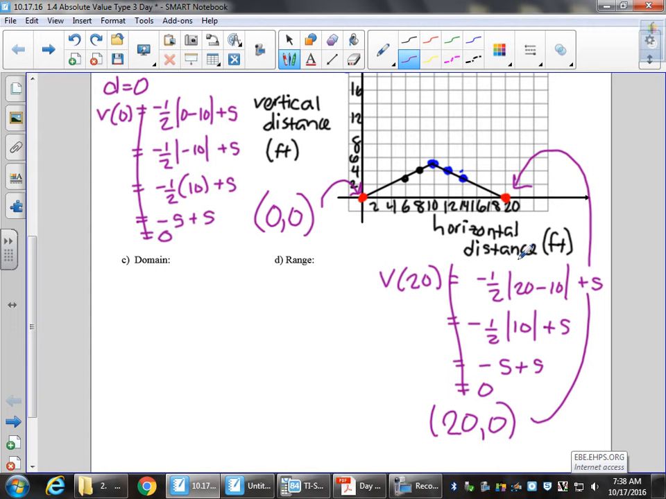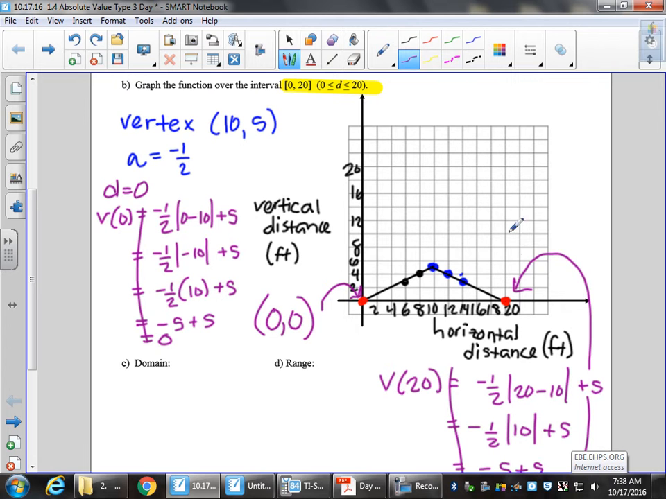We all get (20, 0)? Sweet. Now, don't assume when we have that interval that it will always sit on the x-axis. This is just a coincidence because we're talking about the golf ball traveling from one side to the other. It could be that if my function was somewhere up here, maybe one ends right there and one ends down here. It's not always going to sit on the x-axis.